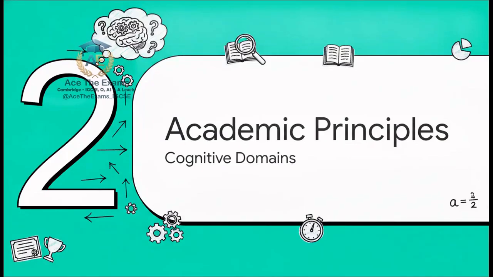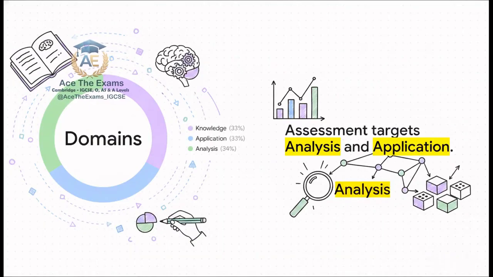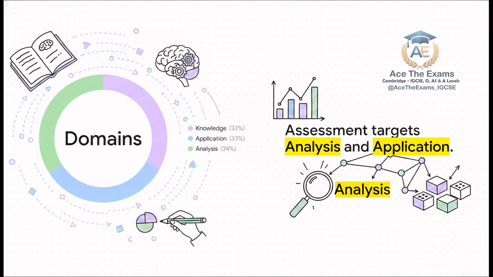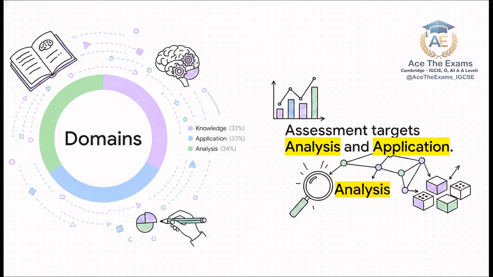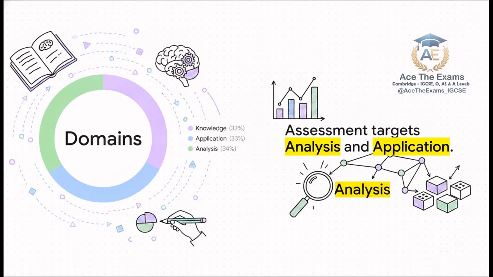Moving right along to Section 2, Core Academic Principles. Before we can execute our tactics, we need to understand the academic benchmarks required by Cambridge. What are the examiners actually grading you on? Well, this chart brilliantly illustrates the real challenge of the exam. Look at the cognitive domains targeted here. Only 33% of the assessment objectives are based on raw knowledge and understanding.